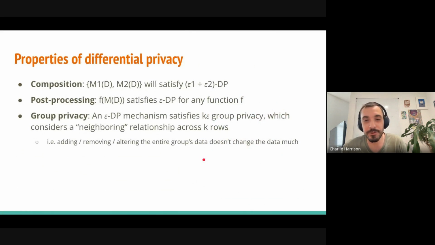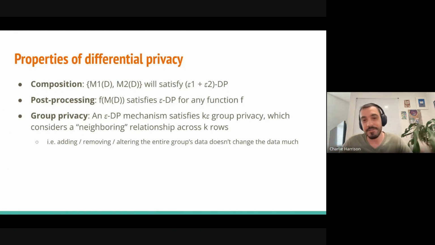Okay, I'll go over a few useful properties of differential privacy. These properties are not obeyed by a lot of other weaker privacy definitions, and they are one of the reasons that DP has become so popular. So one is that DP is composable. If you have two epsilon differentially private mechanisms, and you invoke them both over the same data set, then your epsilons sum up.